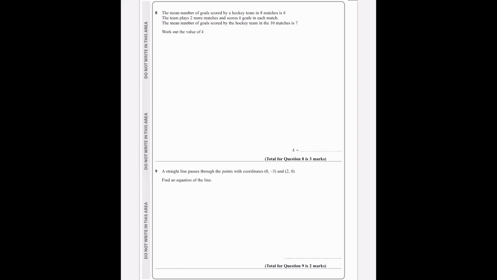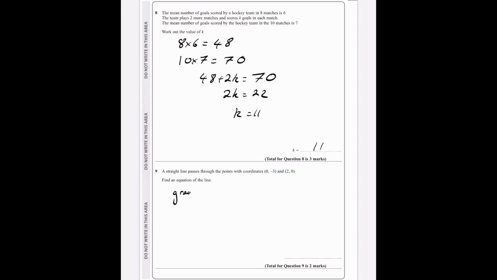Question number 8. So the mean number of goals scored by the team in 8 matches is 6, so the total number of goals is 8 times 6, which is 48. After the 10 matches, it's 7, 10 times 7 is 70. You can do this in a number of ways. You can find the difference and halve it, set up an equation and solve it, whichever method you prefer. K comes out as 11 if you've done it correctly.